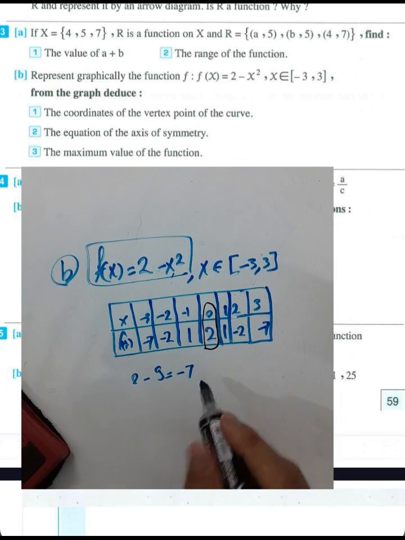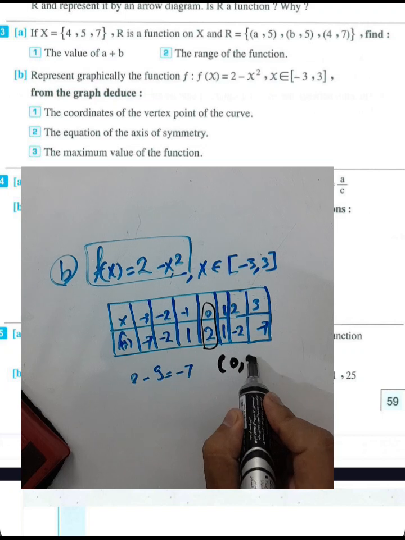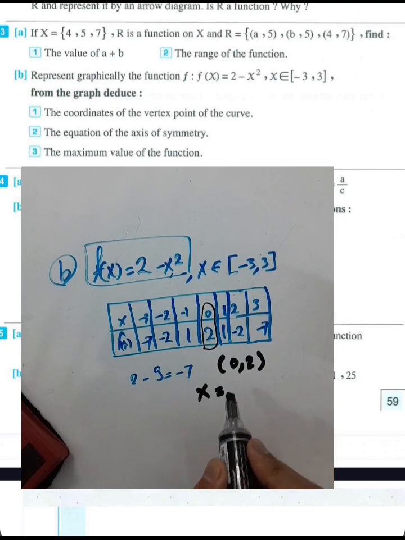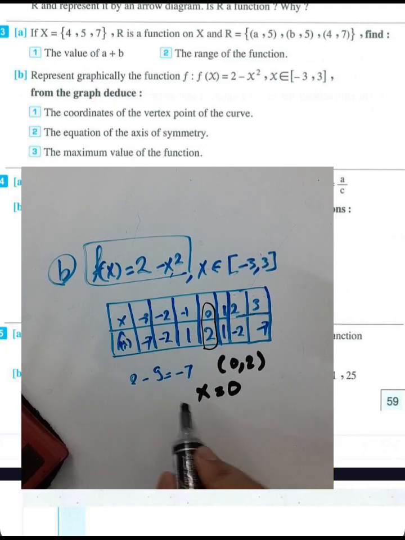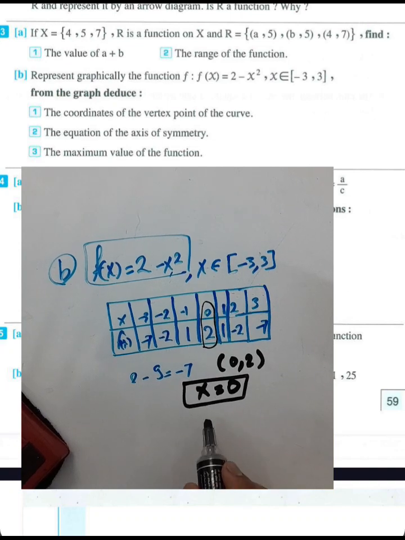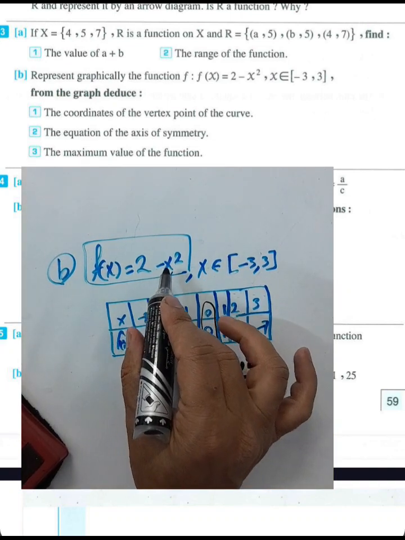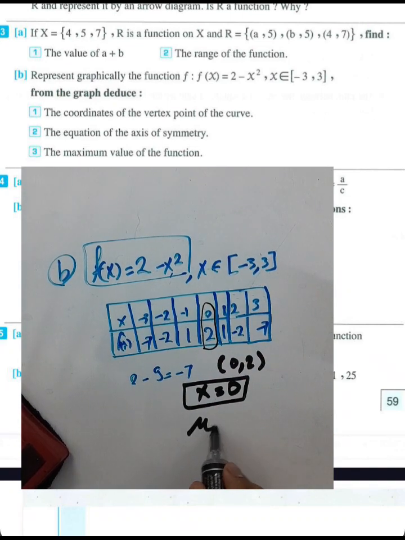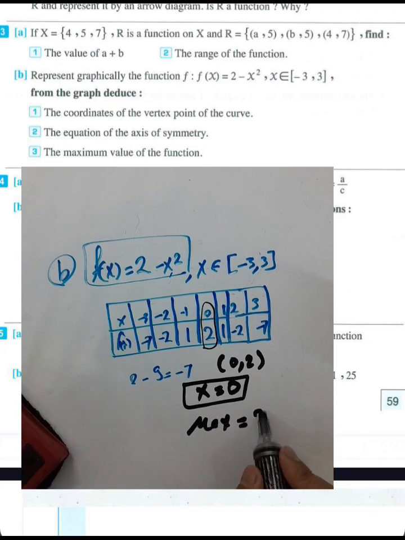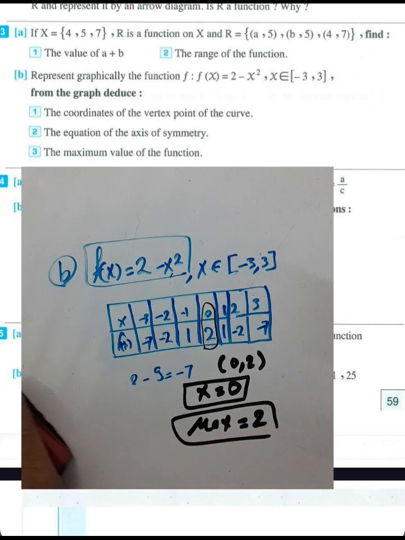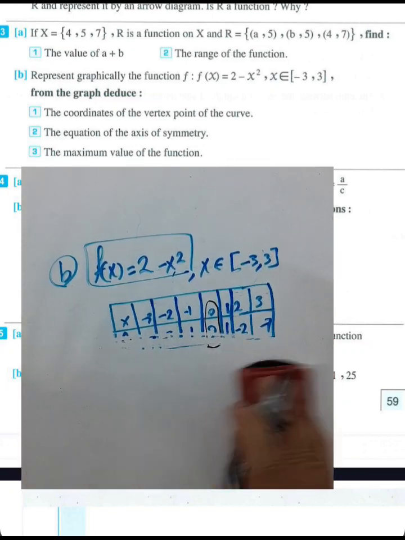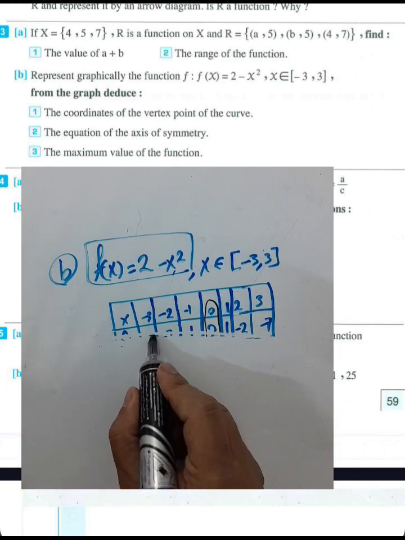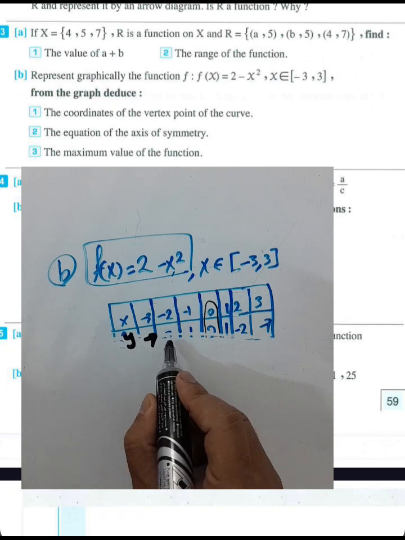Okay, then the point of the vertex is (0, 2). The line of symmetry here is x equals 0. It will be a maximum because the coefficient of x squared is negative. The maximum value is 2. And then we can draw here; we have -3 with -7, -2, and 1.